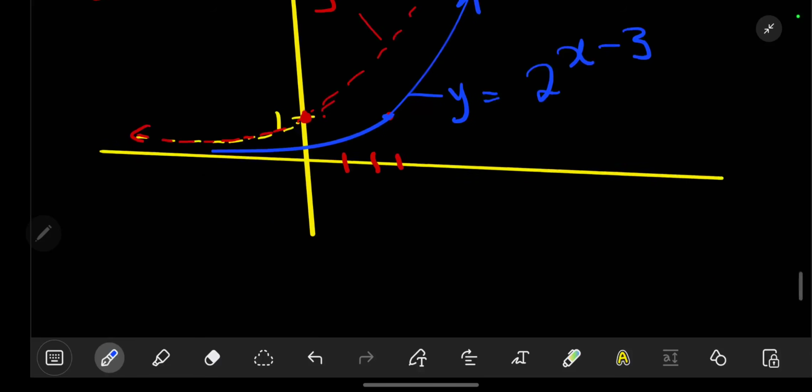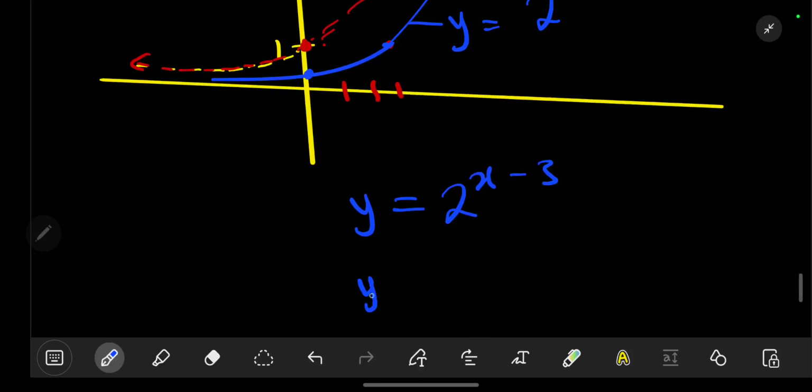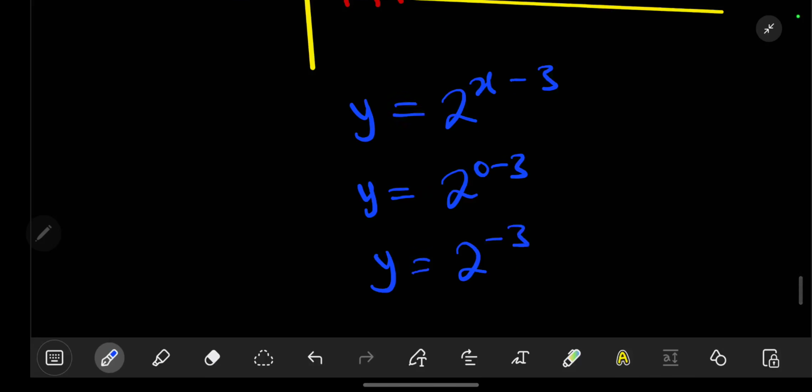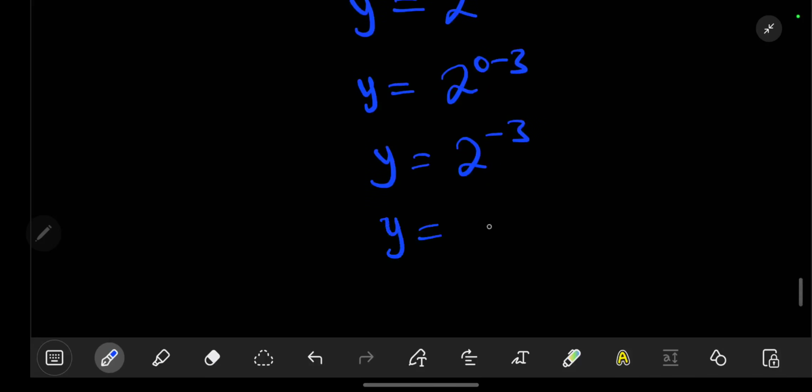You can also verify that this is less than 1, because if you have y equal to 2 to the power x minus 3, at the y-intercept x is equal to 0. That means y is equal to 2 to the power 0 minus 3, which will be y equal to 2 to the power negative 3, which is the same as 1 over 2 to the power 3, which will be 1 over 8.